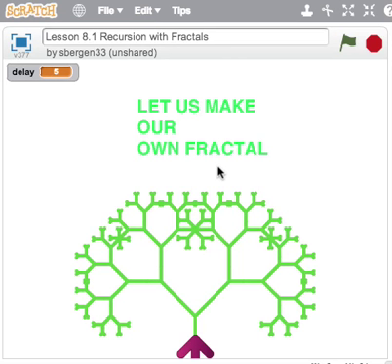Steve Bergen, and in this lesson, let us make our own fractal. A fractal is a geometric shape that then creates smaller geometric shapes, and each one is similar to the big one.